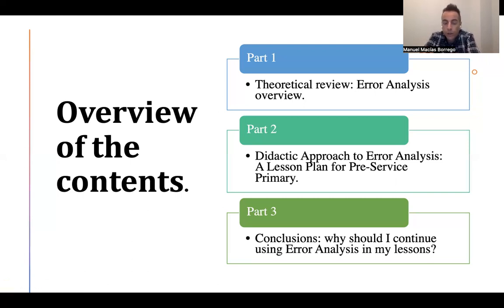Part number two, to which I'm going to dedicate most of the time of this presentation, will be the didactic approach to error analysis. I would actually like to propose a lesson plan for pre-service primary teachers. And finally, in part number three, I'm going to talk about the preliminary conclusions, posing myself one question: why should I continue using error analysis in my lessons and in my syllabus?